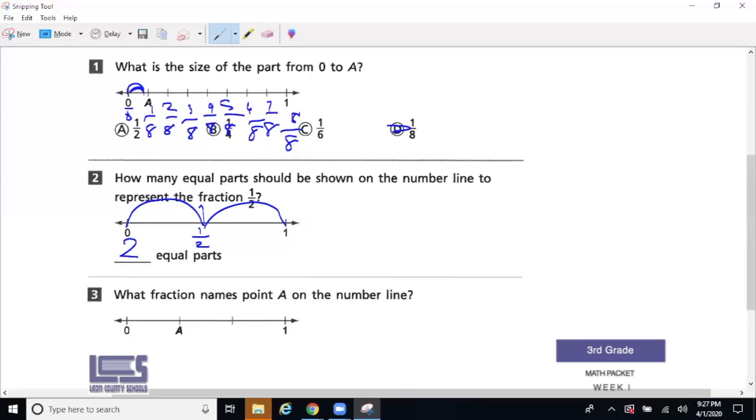So I'm going to use that information and label my number line. So we have 1/3, 2/3, and 3/3. And we know that 3/3 is equivalent to 1 whole. And when we look over here, it says, what fraction names point A on the number line? We know that point A on the number line is named 1/3. So we're going to use all this information to help us along with the remainder of the packet.